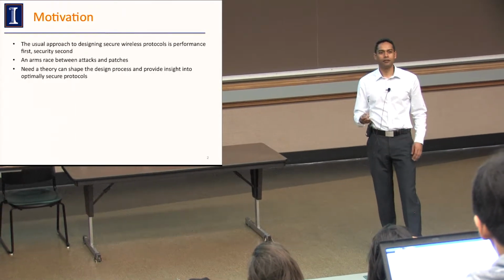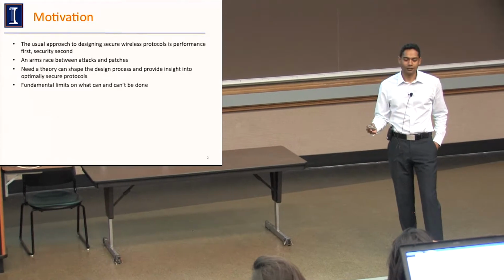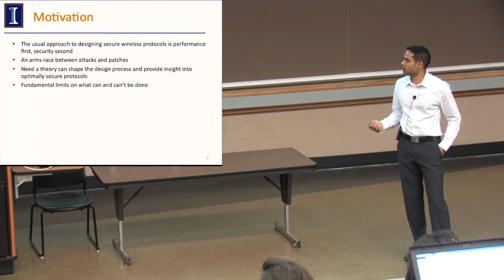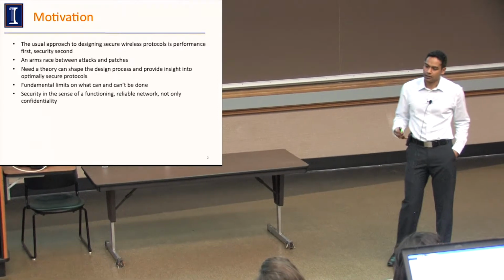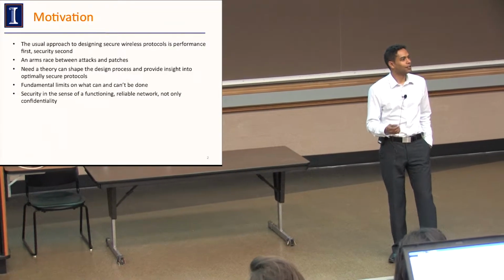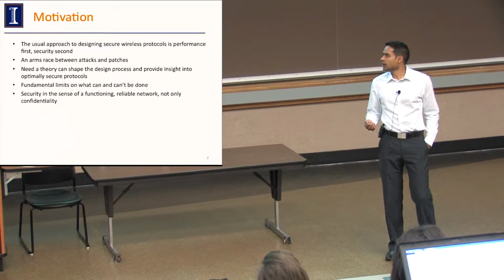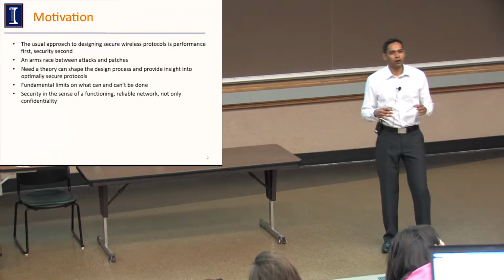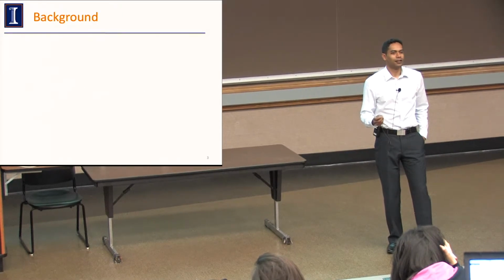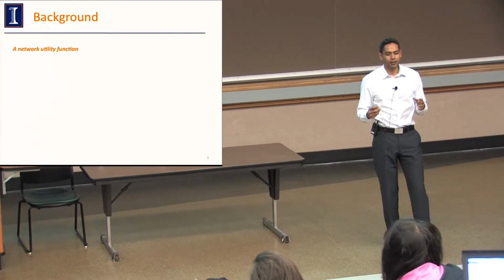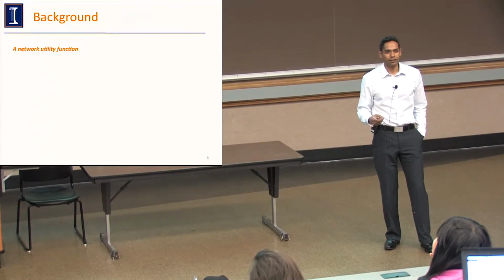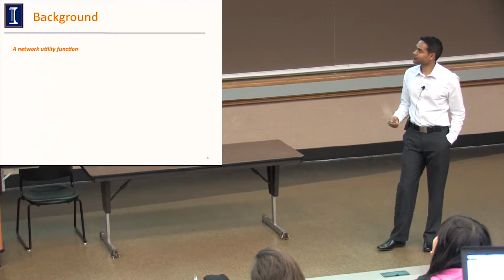So there's a need for a theory to provide more direction to the process of designing secure wireless protocols, to give more insight into this problem. And we need to know whether there are fundamental limits on what can and can't be done. And when we talk about security, we're talking about security in the sense of having a functional, reliable network, not only in the sense of preserving secrecy or privacy, as we traditionally understand in the information theory community.